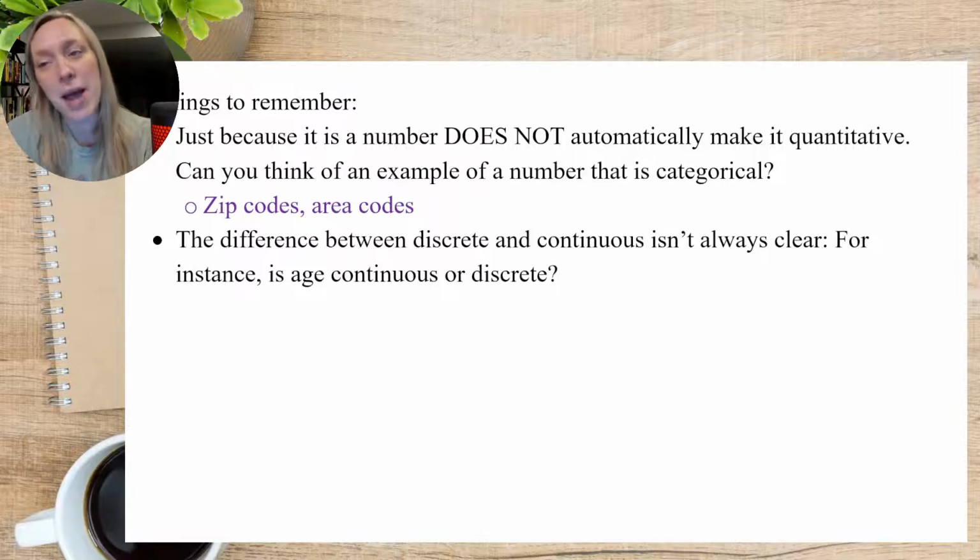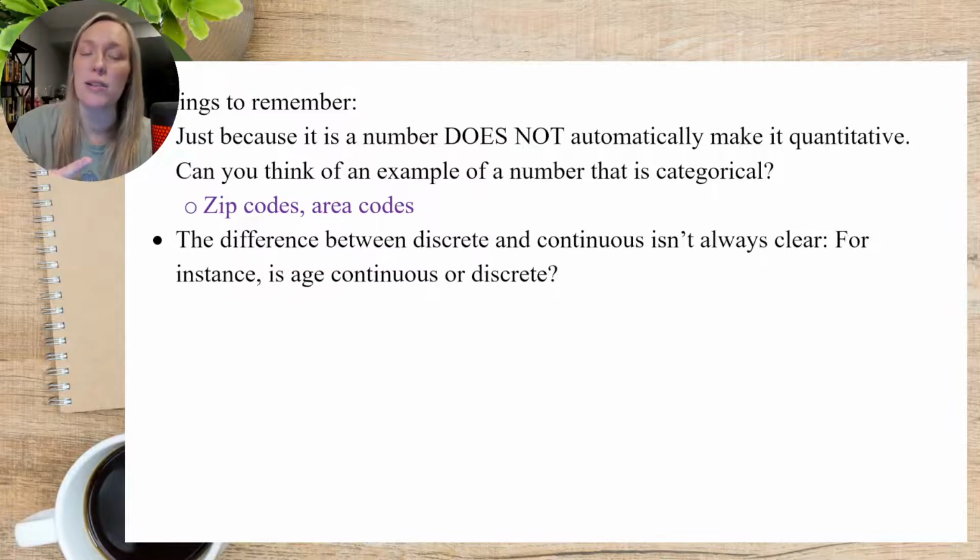And then past that, discrete and continuous, like I said, it isn't always clear, like number of siblings. You could have half siblings. So is that being described as a decimal or a whole number? What we'll run into a lot in this class is age. Is age continuous or discrete?